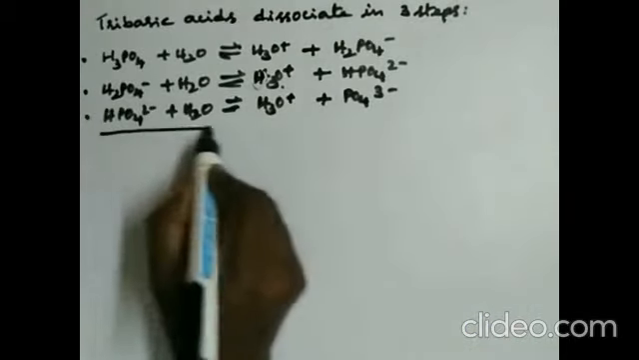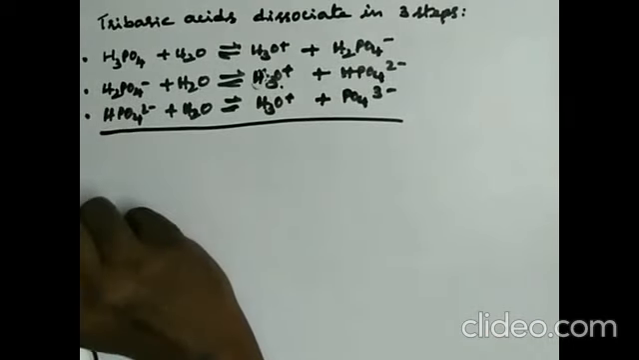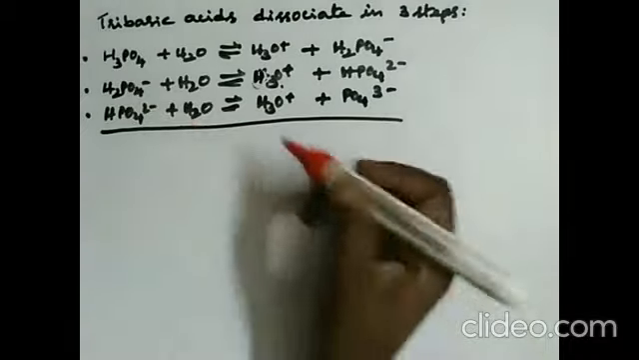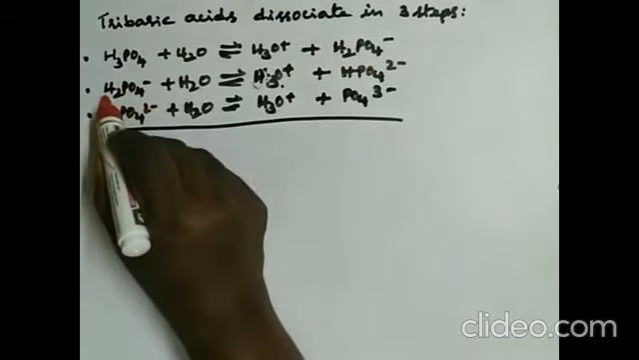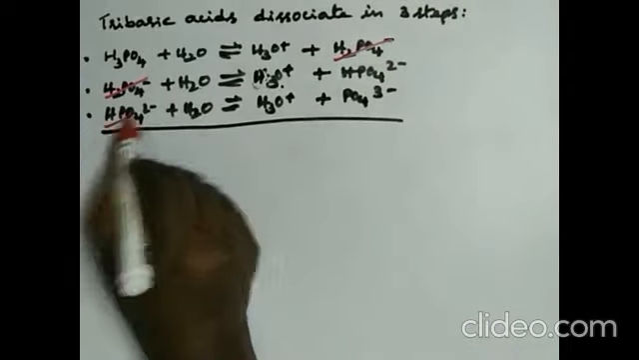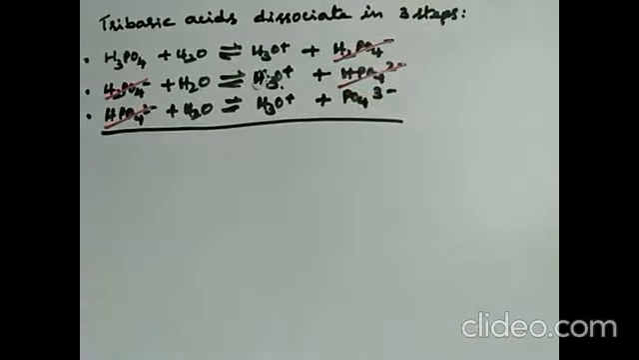The final step is to cancel out the like terms on the opposite sides and then add up the equation, all the three steps. So the common terms are H2PO4 minus, H2PO4 minus, HPO4 2 minus, HPO4 2 minus. Now you write the final equation.